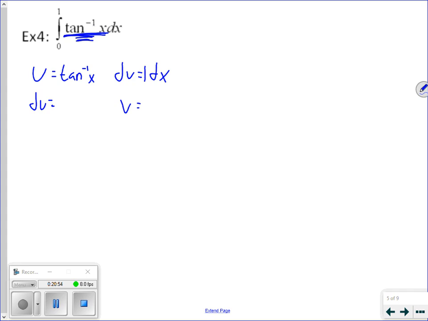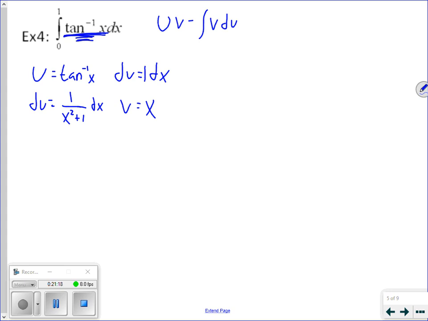Okay, so then if I have to find the missing pieces, the derivative of u, the derivative of tan inverse, is just 1 over x squared plus 1. That's a derivative from a while ago. And the integration of 1 dx is just x. Now remember the formula, it's uv minus the integration of v du.